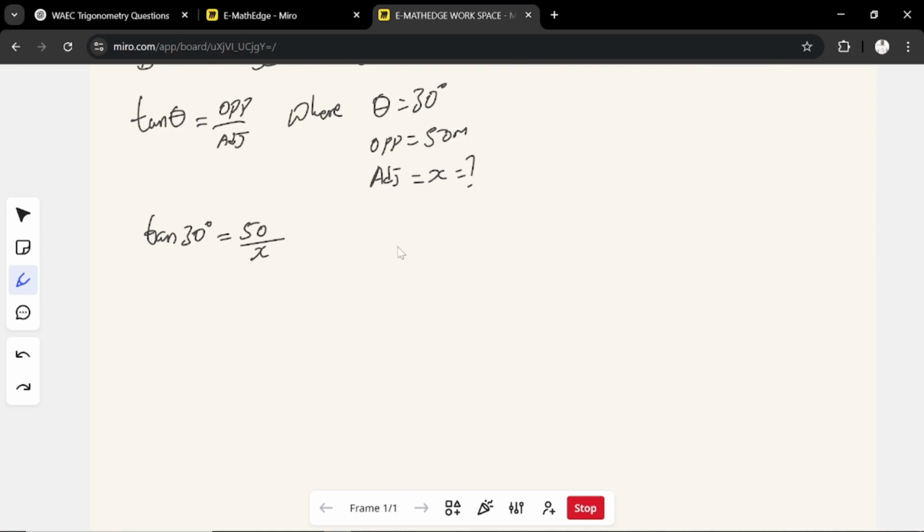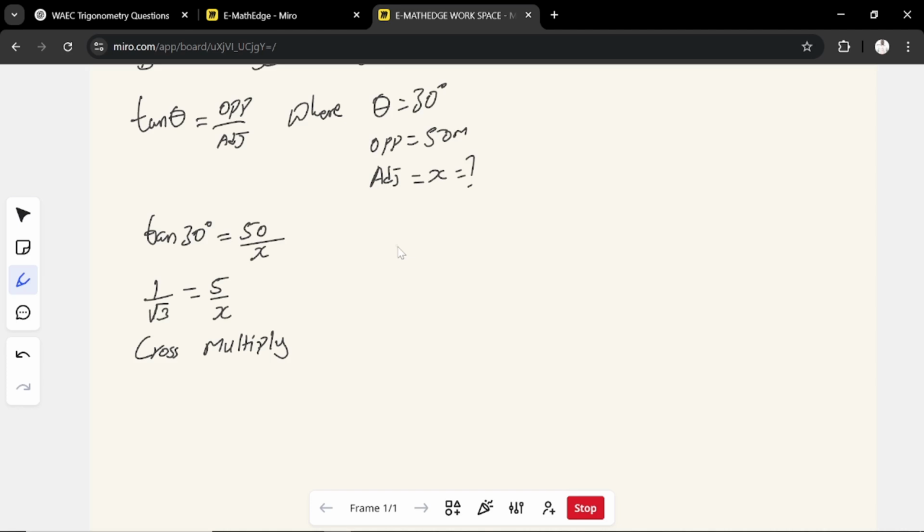So instead of tan 30, we have 1 over the root of 3 equal to 50 over x. Now at this point, we have two fractions with an equal sign in between. Whenever you have two fractions with an equal sign in between, the best thing to do is to cross multiply, so that you can obtain the variable you are looking for.